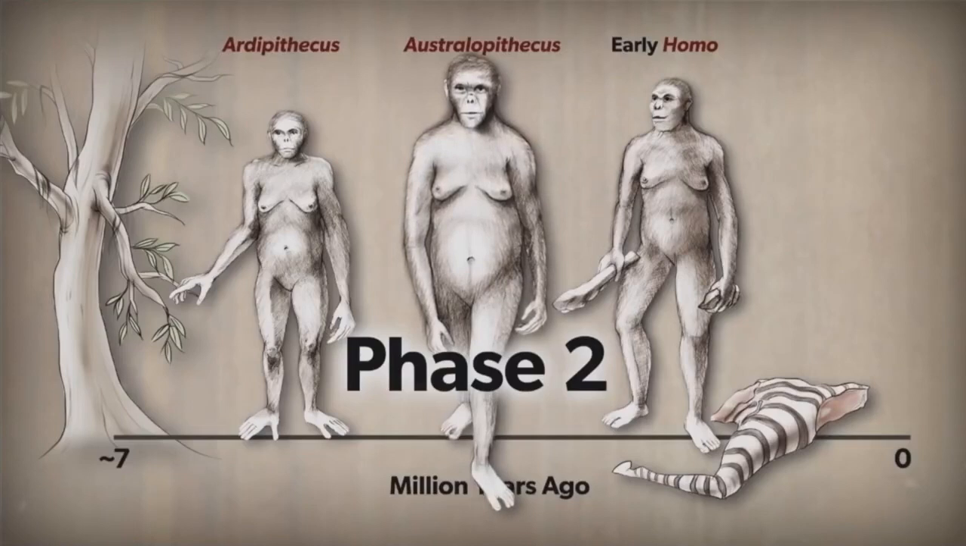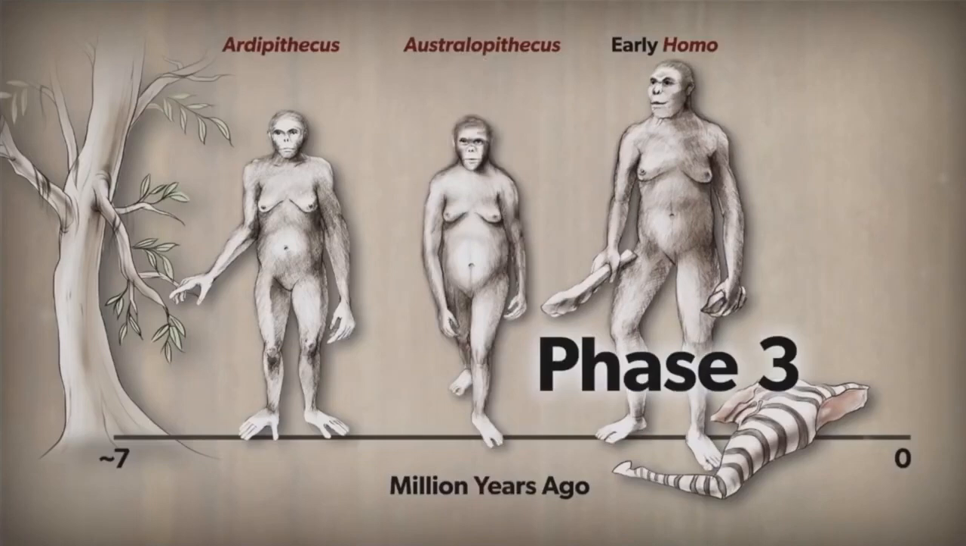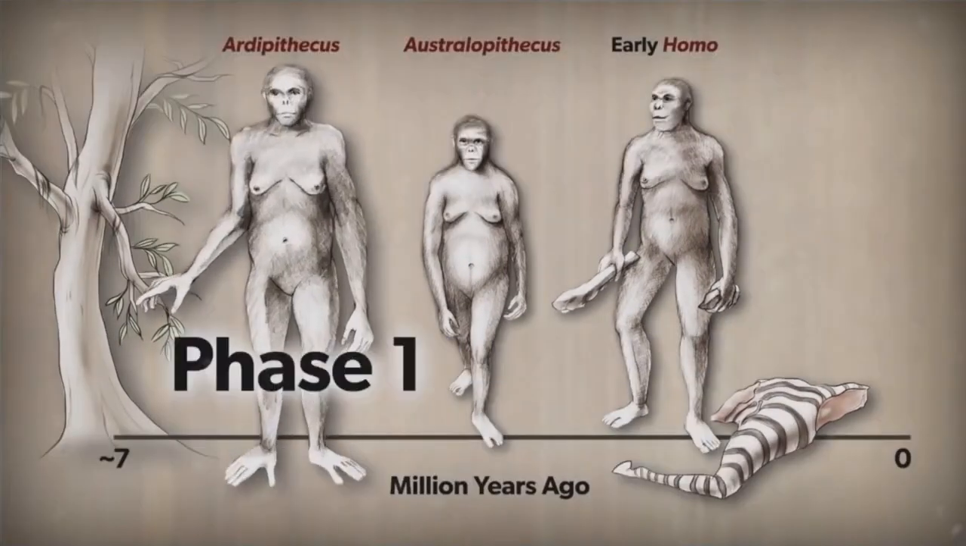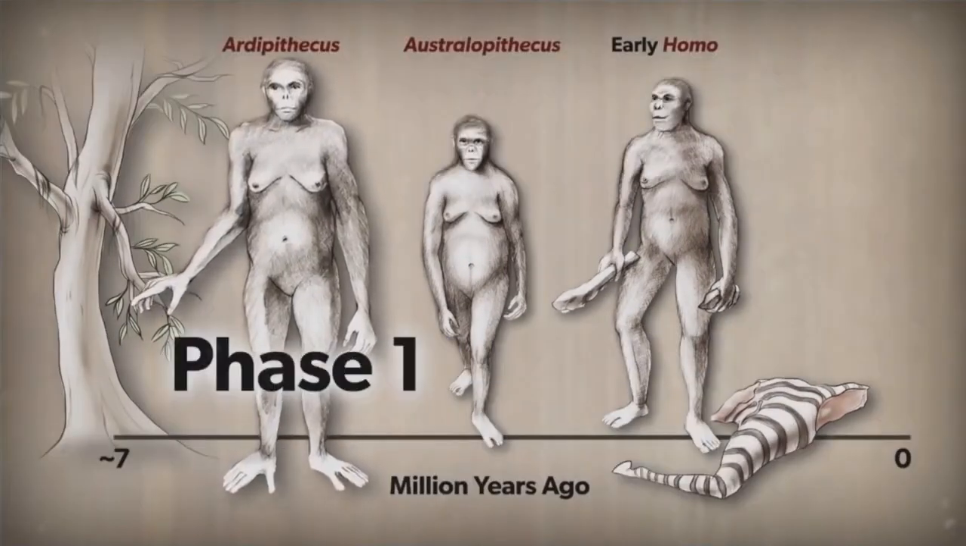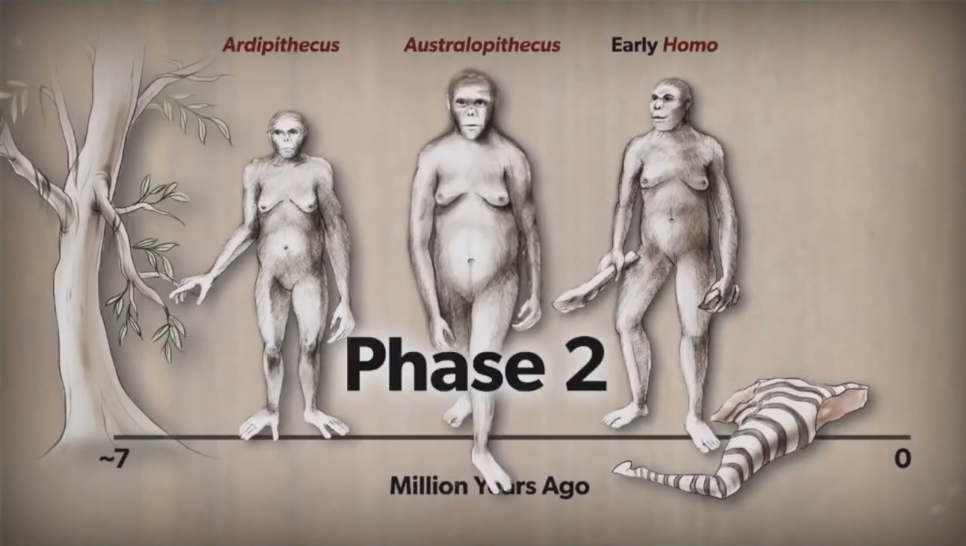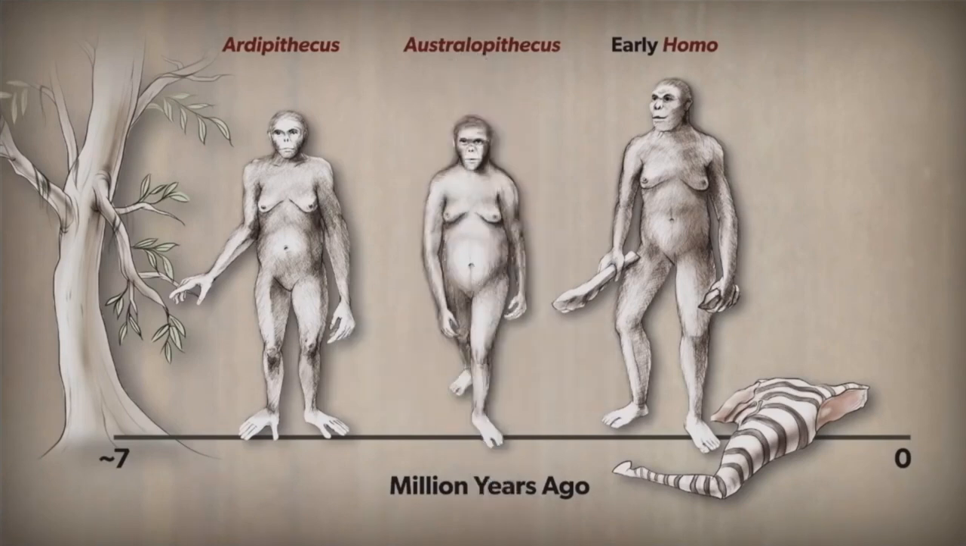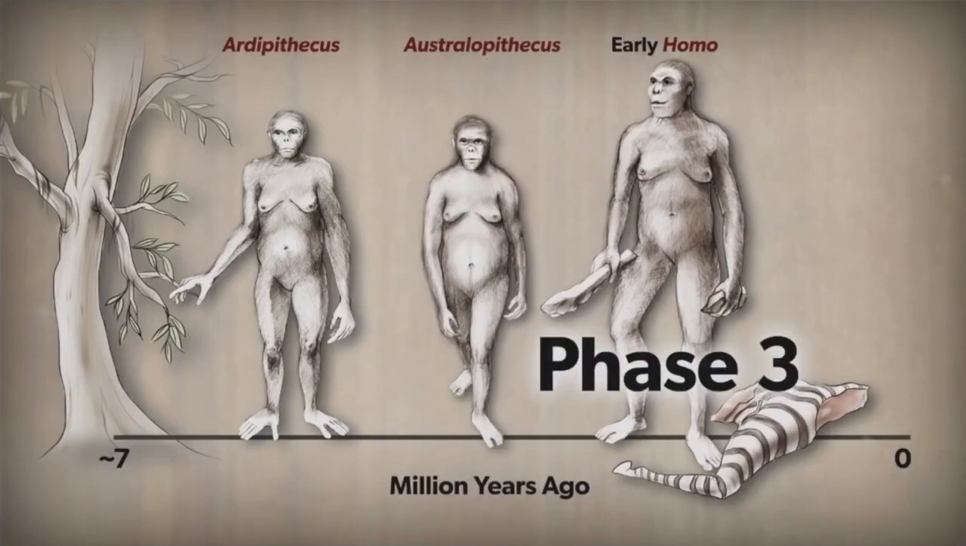Lucy is a representative of this phase, a committed biped with a small brain, but still with big teeth for chewing and a big robust face. Their niche expanded beyond that of Ardipithecus, as they considered more open habitats. They are found throughout the African continent. And then the third phase of human evolution, as paleontologists would call it, is the early hominid groups, the early Homo genus.